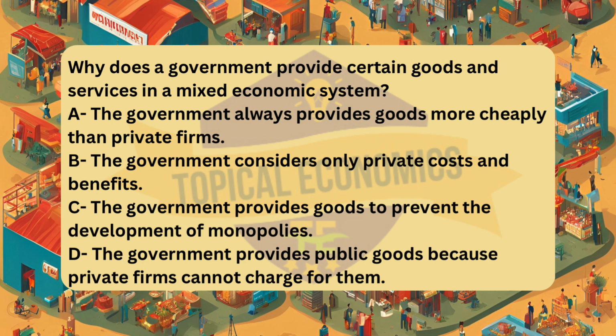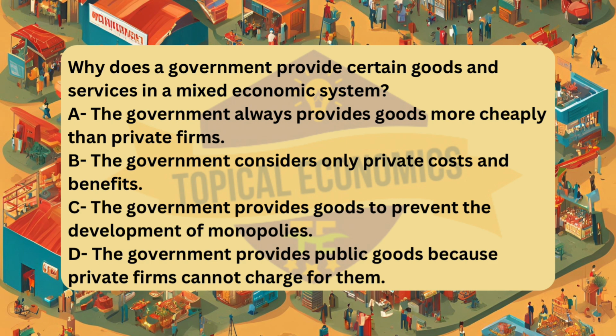The correct answer to why a government provides certain goods and services in a mixed economic system is option D. The government provides public goods because private firms cannot charge for them. In a mixed economic system, both the private sector and the government play roles in the production and distribution of goods and services. There are certain types of goods, called public goods, which the government typically provides because the private sector cannot efficiently supply them.